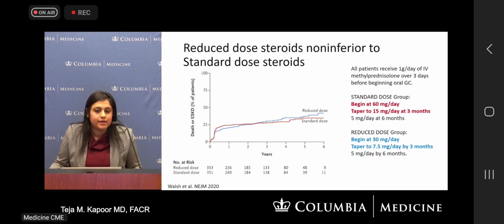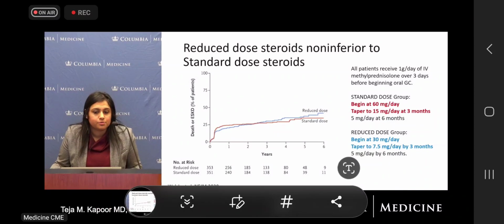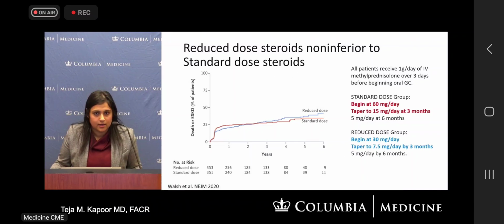However, the standard dose began at 60 milligrams daily with a taper to 15 milligrams by the end of 3 months, then 5 milligrams a day by 6 months. While the reduced dose regimen began at 30 milligrams, tapered down to 7.5 milligrams a day by 3 months, and then 5 milligrams a day by 6 months. So this has led the ACR, which is the American College of Rheumatology, to conditionally recommend a reduced dose steroid regimen for the induction of patients with active severe ANCA vasculitis.